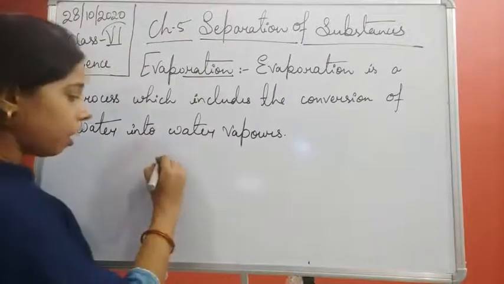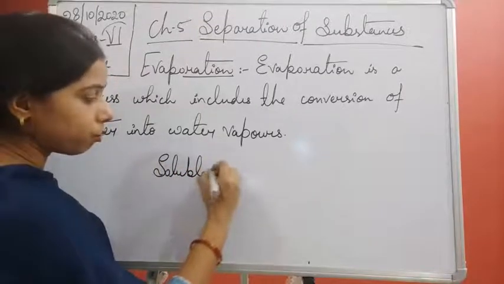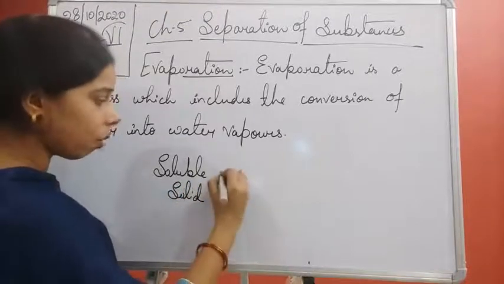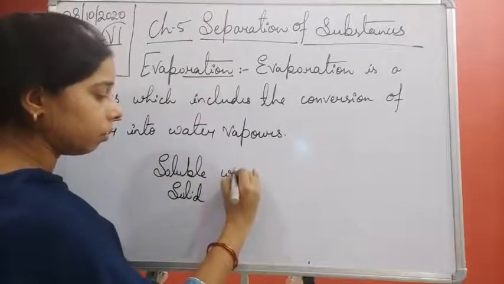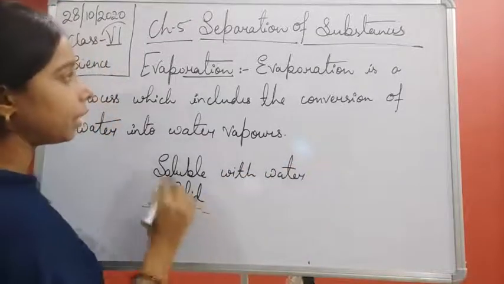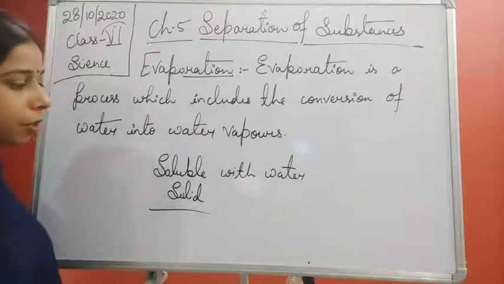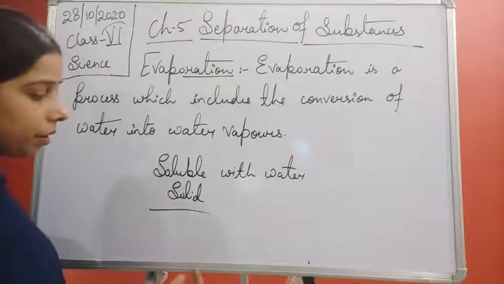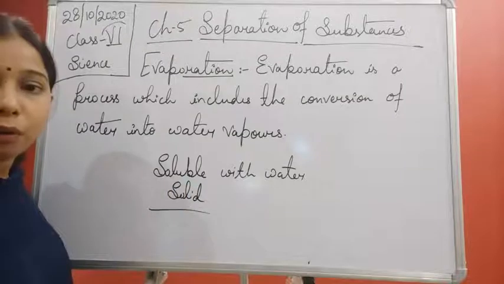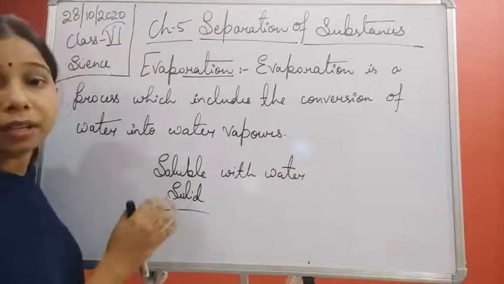So if a soluble solid is there and it gets easily dissolved in the water, for that case, student, we can use the process of evaporation. Okay, so the process of evaporation can be used for separating the solid from the water. But here the condition is that the solid will be the soluble one which gets easily dissolved in the water.